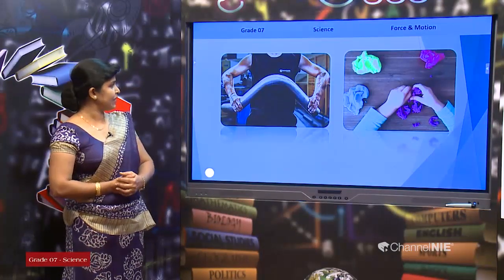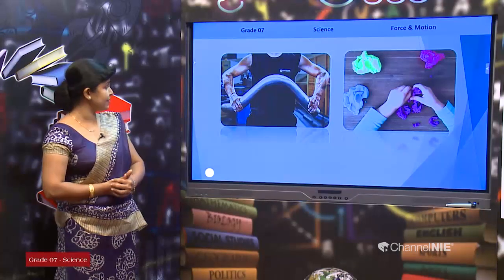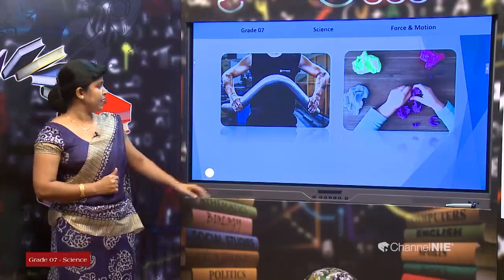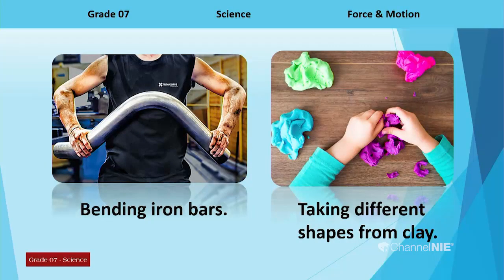Look at the first picture. You can't do that yourself, but you may have seen it in displays: bending iron bars and making different shapes using clay. By applying a force, the shape of the object has been changed. In the first picture, this person is applying a force so he can bend the iron bar and change its shape. In the second picture, we can get different shapes from the clay by giving a force.